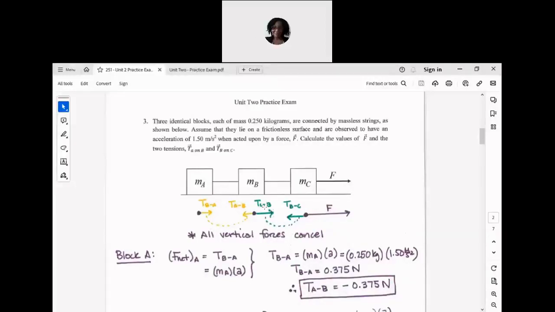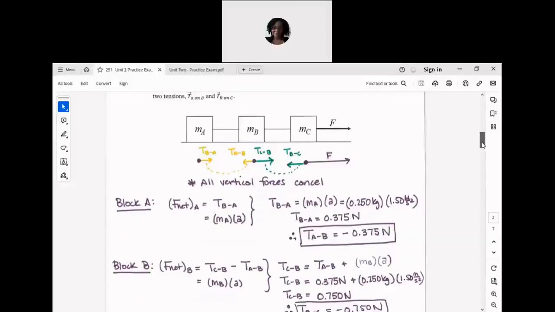I have another third law pair here involving blocks B and C. So the tension of block C on B is equal and opposite to the tension from block B on C. And then F, this is the external force that is ultimately causing the acceleration that is indicated in the description.